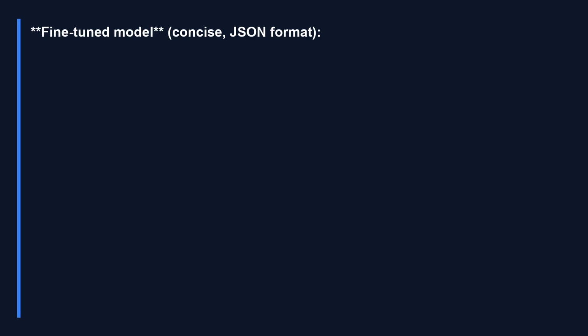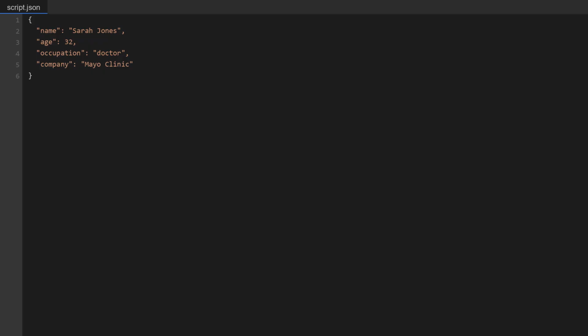A fine-tuned model, by contrast, should return something tight and machine-readable. This is the target output, a clean JSON object with exactly the fields you asked for: name, age, occupation, and company. No preamble, no explanation, no trailing text. The fine-tuned model has learned the output contract from your training data and applies it consistently. When you see this kind of output from your model, it confirms that fine-tuning transferred the right behavior.